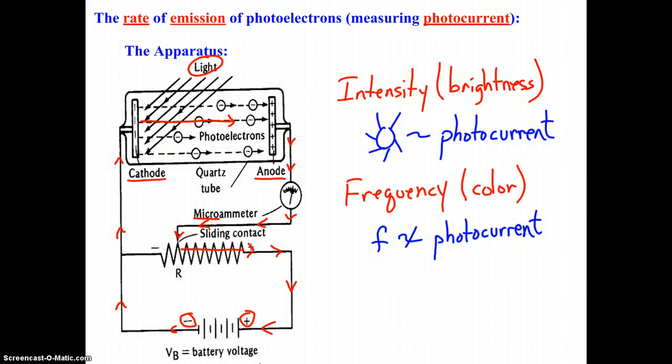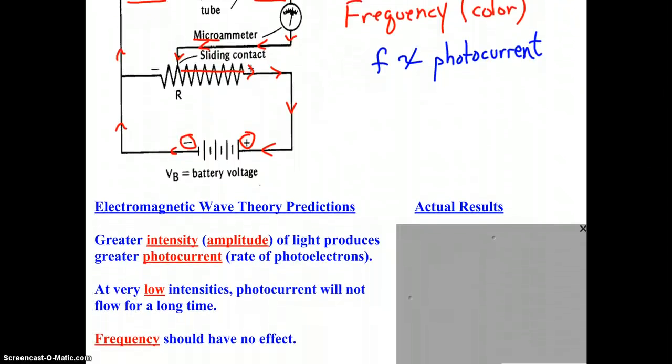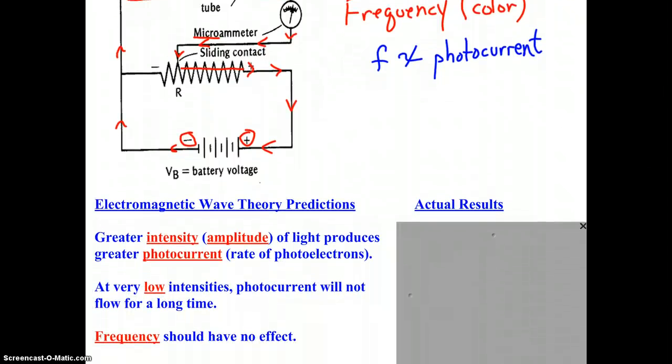All right, now what we want to talk about are the electromagnetic wave theory predictions, and based on the experiments, did they turn out to be true or false? The first electromagnetic wave theory prediction is that the greater the intensity, in other words, the amplitude of light, produces greater photocurrent, rate of photoelectrons. According to the experiments we just performed, was that found to be true or false? And of course, that was found to be true.